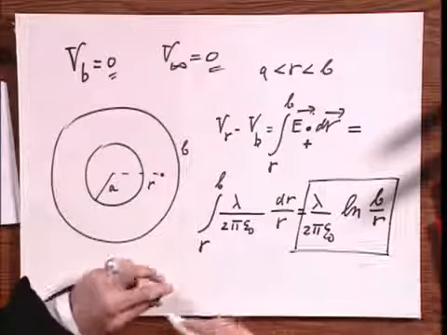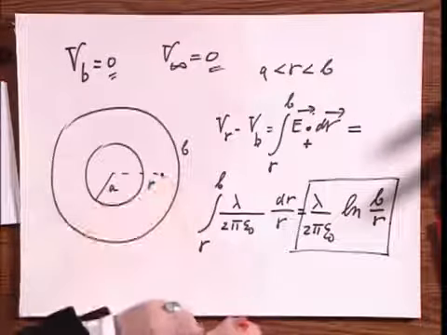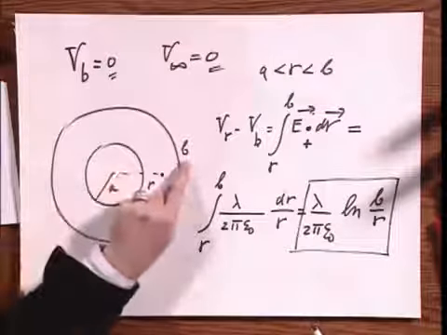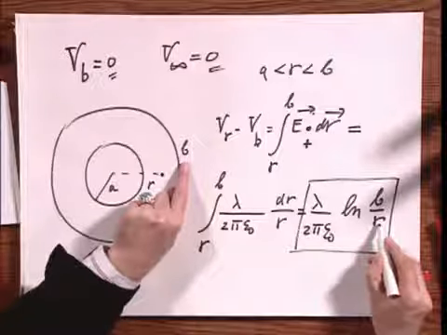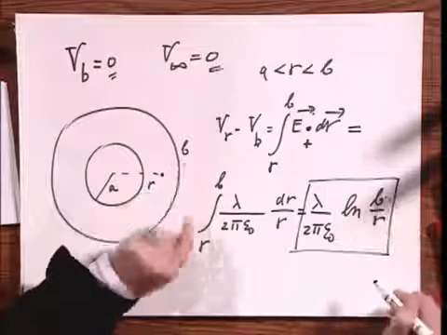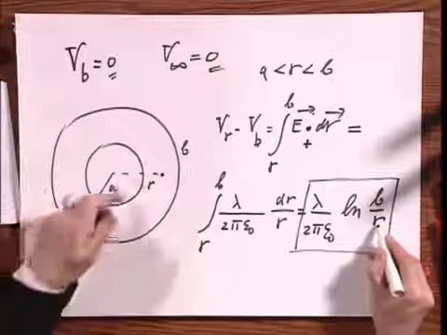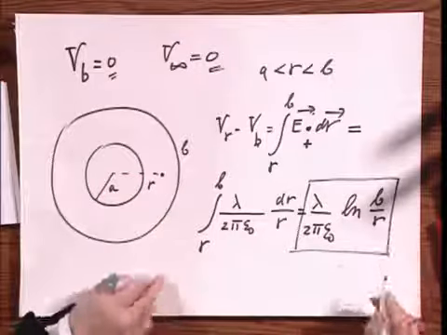So that's the way that the potential changes from here to here. And if you want to know what it is at r equals b, well, you put in r equals b, and what do you find? No surprise, the logarithm of 1 is 0. It's exactly what we had. If you want to know what the potential is at r equals a, then you put in r equals a, and you find here b over a.